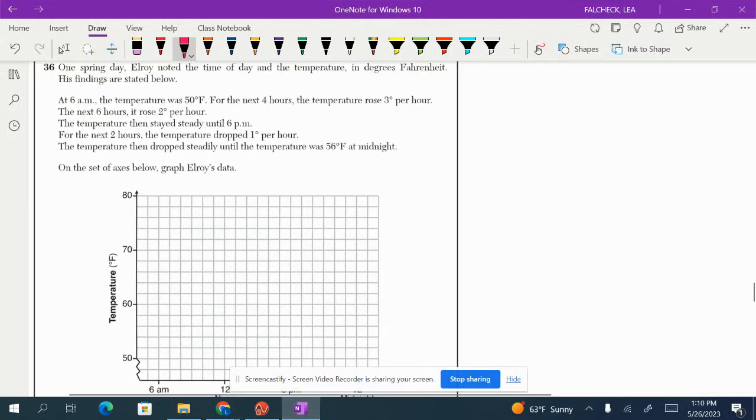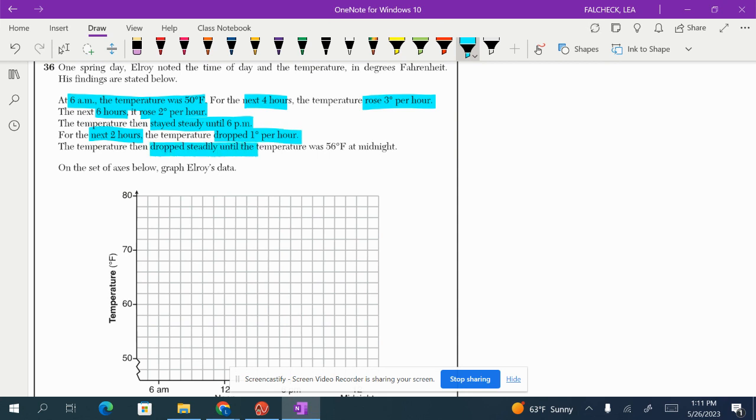All right. This problem says, number 36. One spring day, Elroy noted the time of day and the temperature in degrees Fahrenheit. His findings are stated below. At 6 a.m., the temperature was 50 degrees. For the next 4 hours, the temperature rose 3 degrees per hour. The next 6 hours, it rose 2 degrees per hour. The temperature then stayed steady until 6 p.m. For the next 2 hours, the temperature dropped 1 degree per hour. The temperature then dropped steadily until the temperature was 56 degrees Fahrenheit at midnight.